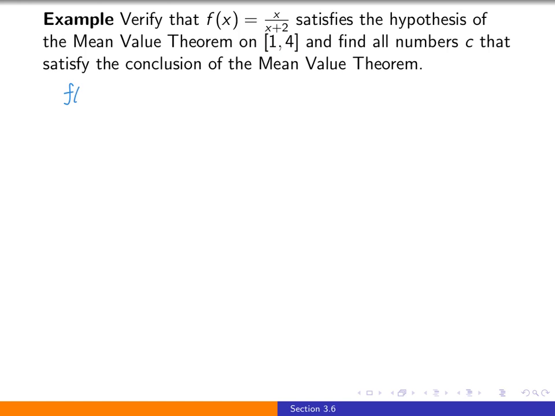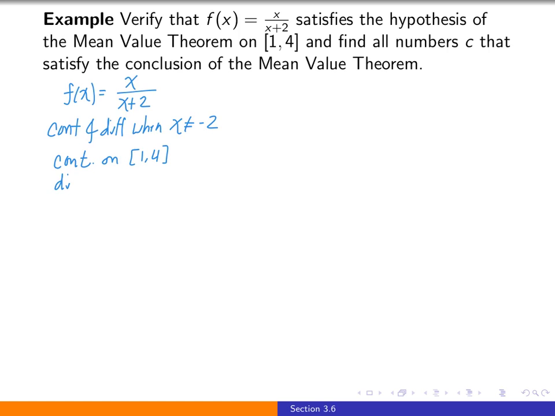So for the function that we are dealing with, x over x plus 2, it is going to be continuous and differentiable wherever it is defined because it is a rational function. So this is continuous and differentiable as long as the bottom is not 0. And x equals minus 2 is not in our interval. So if we make the restriction down to our interval, our function is certainly continuous on the closed interval from 1 to 4 and differentiable on the open interval from 1 to 4. So check. The hypotheses of the mean value theorem are satisfied.